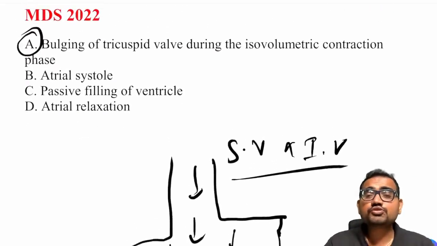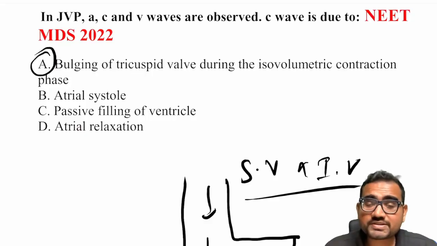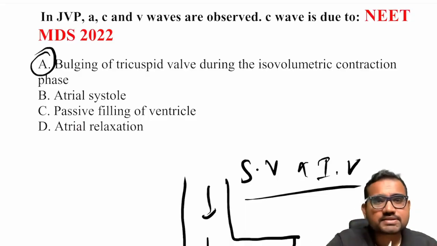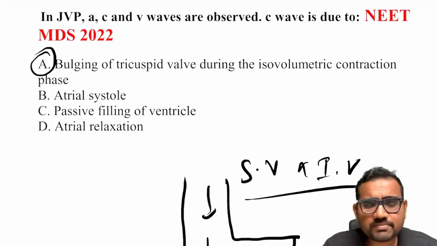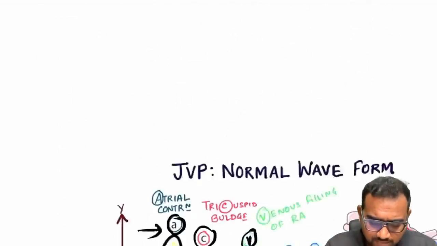Now, what are the things you should read? Because I cannot explain everything here. You should read about what happens in atrial contraction, what happens in ventricular contraction, rapid ejection phase, slow ejection phase, rapid filling phase, slow filling phase. If you can read that, you will easily understand this. But as of now, I can give you very basic concepts of what is JVP and the ways and why it is caused. Okay, so moving on to the next question.